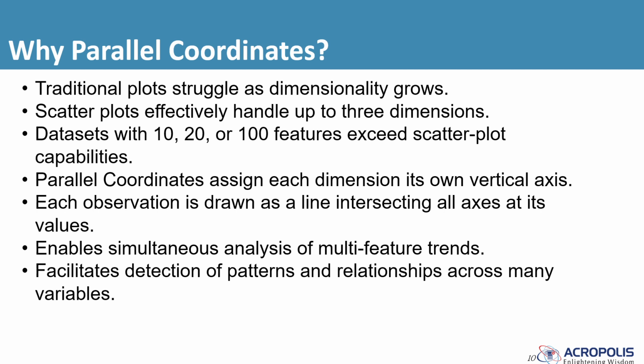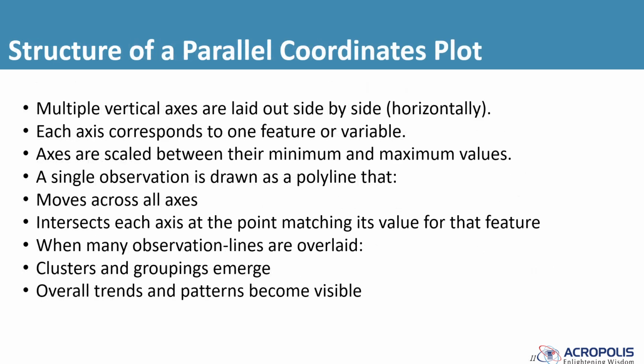Why do we use parallel coordinates? Traditional plots struggle as dimensionality grows. Scatter plots effectively handle up to 3 dimensions. Data sets with 10, 20 or 100 features exceed scatter plot capacities. Parallel coordinates assign each dimension its own vertical axis, and each observation is drawn as a line intersecting all axes at its values. This facilitates detection of patterns and relationships across many variables.